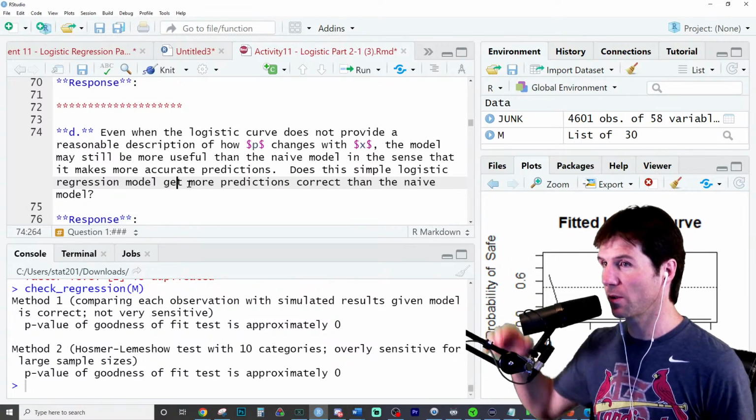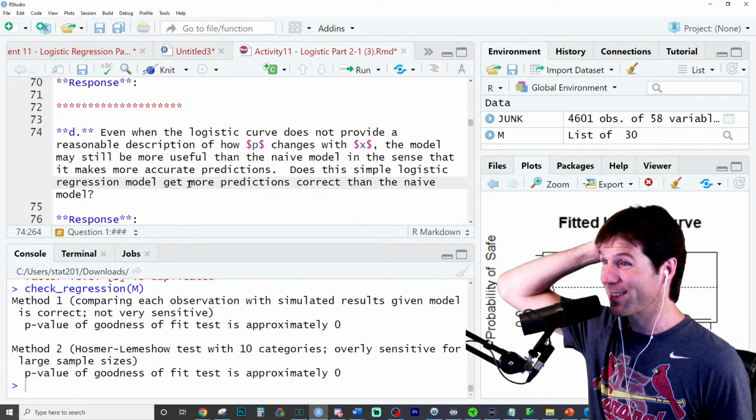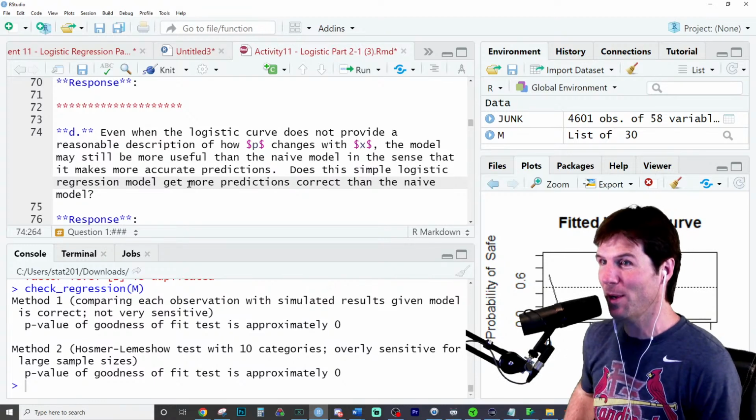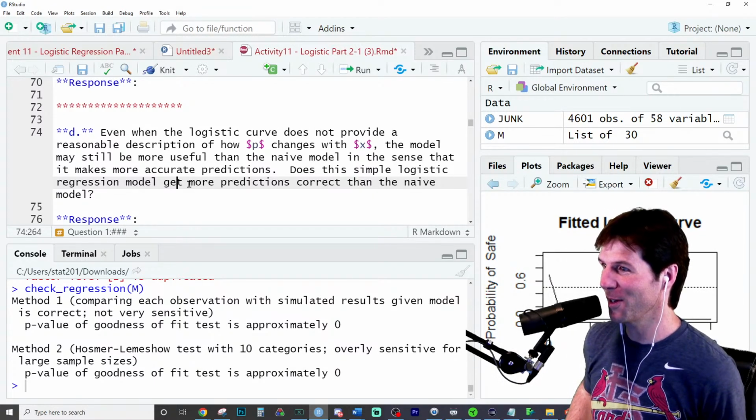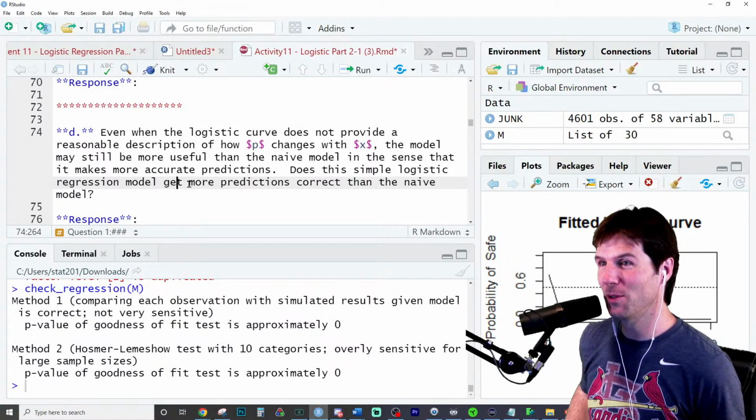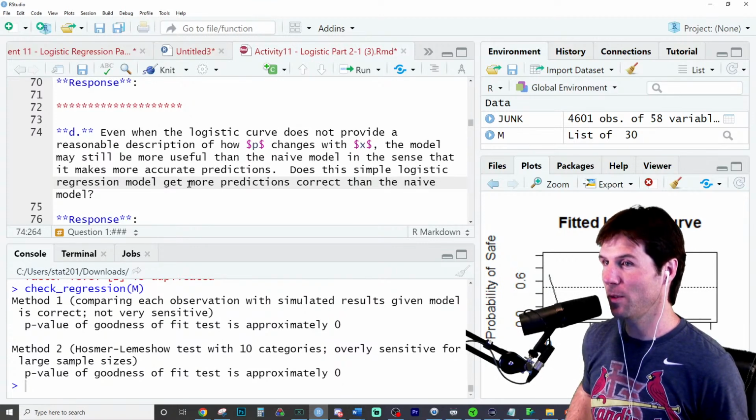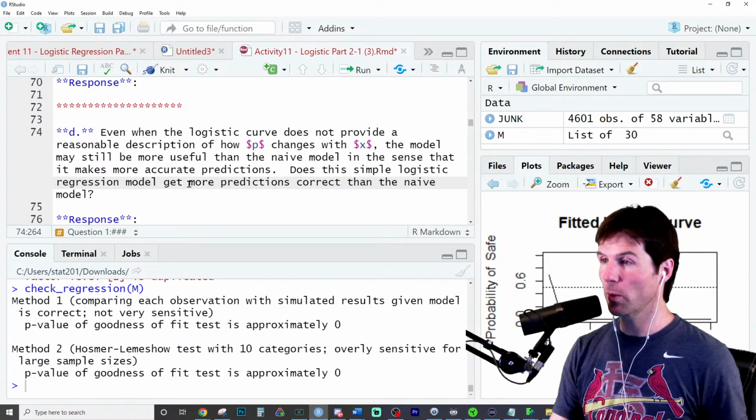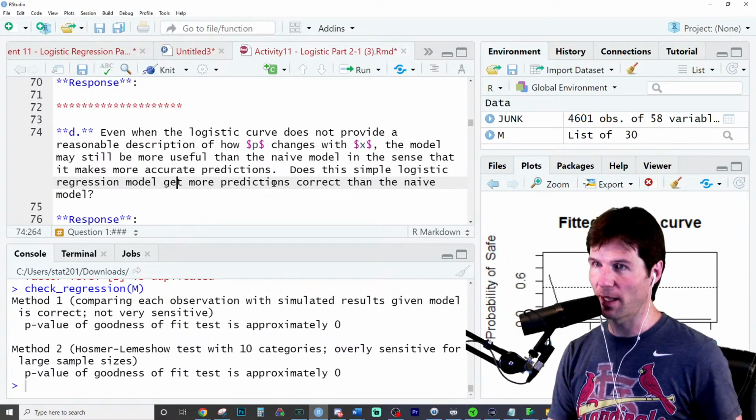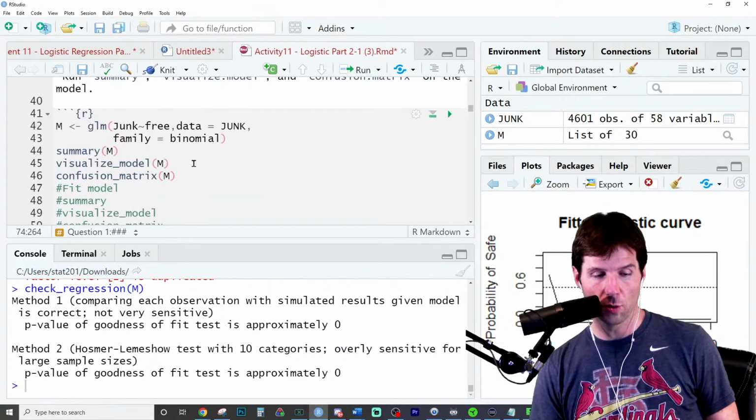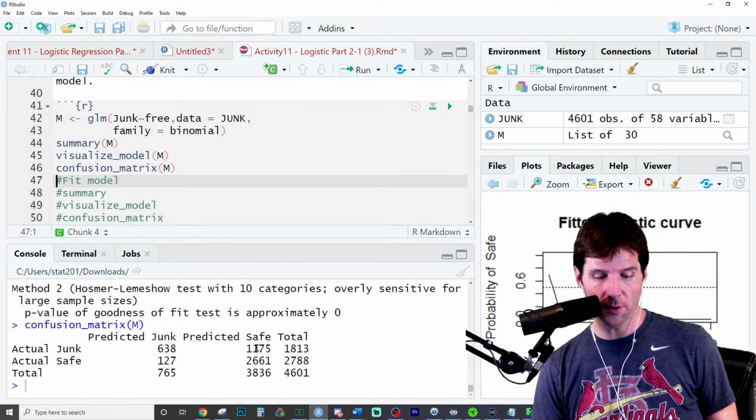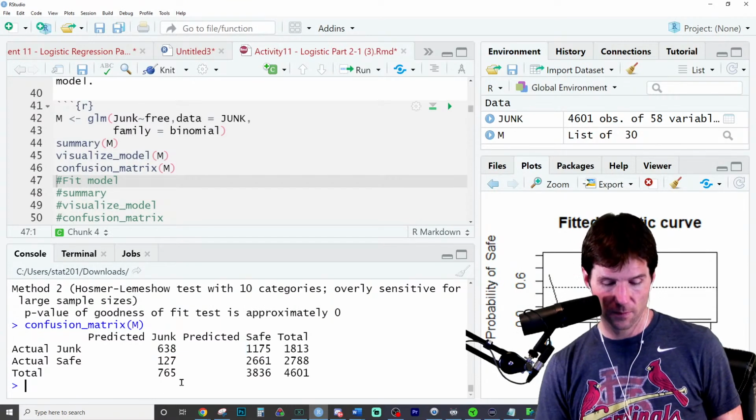Even when the logistic curve does not provide a reasonable description, it's saying right there, oh, you found some low p-values. The description of how it changes. Oh no, Shreya, I'm sorry. The model may still be more useful than the naive in the sense that it makes accurate predictions. Does the simple logistic model get more predictions correct than the naive model? So remember earlier, we did calculate the probability of the naive being accurate. Our model right here gets right. Let's add them up.